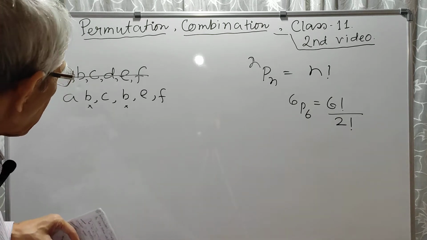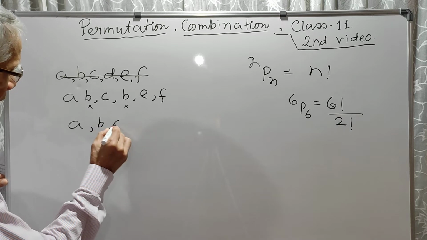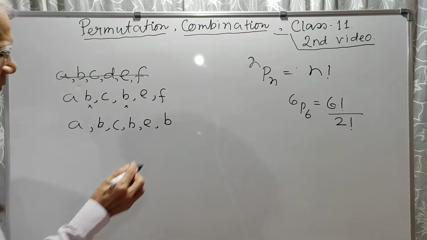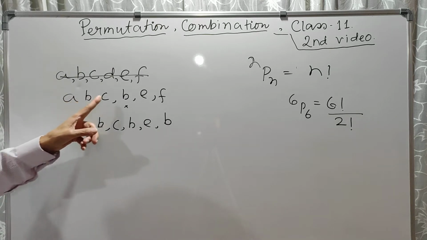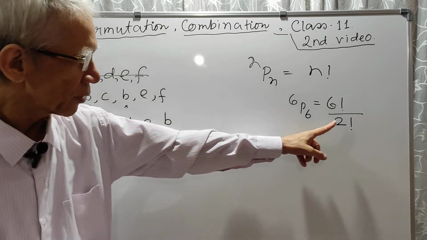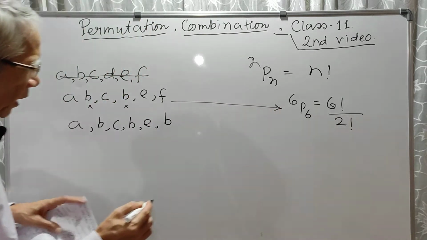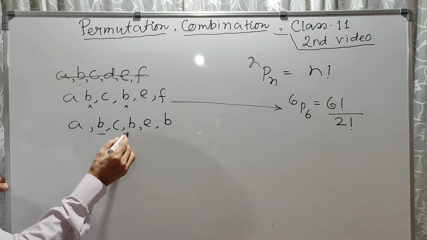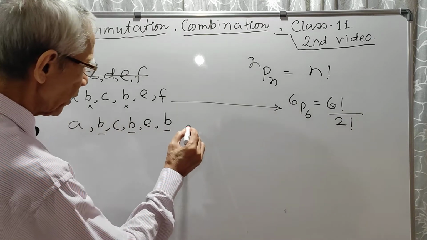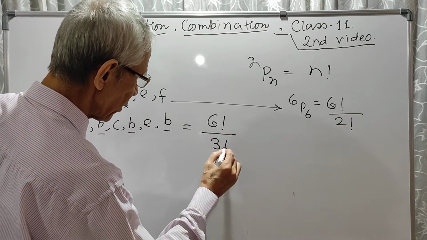For example, suppose A, B, C, B, E, again B. Now here you see B is repeated 2 times, so there are 2 B's. So divided by factorial 2. So this value is this. Now if B is repeated say 3 times, so there are 3 B's. So this answer will be factorial 6 divided by factorial 3.